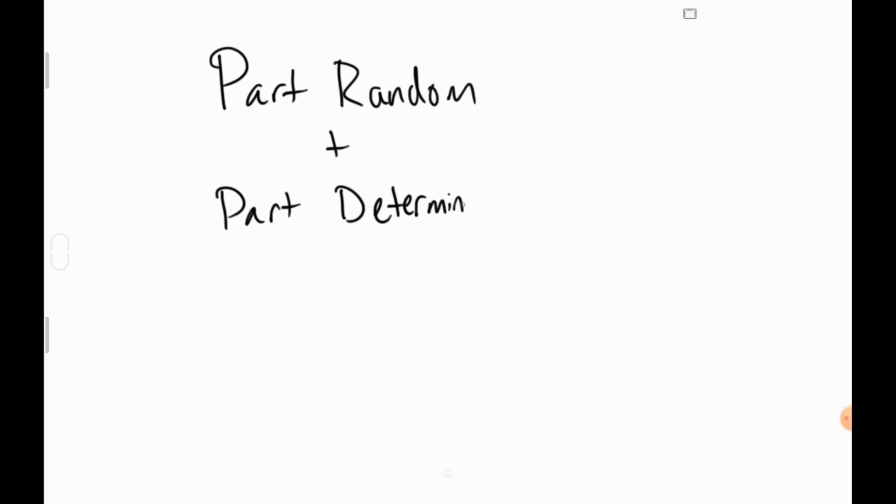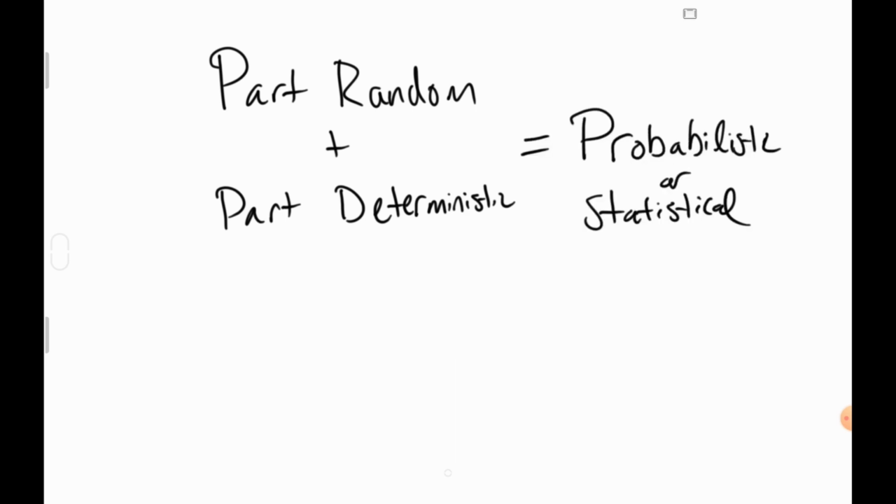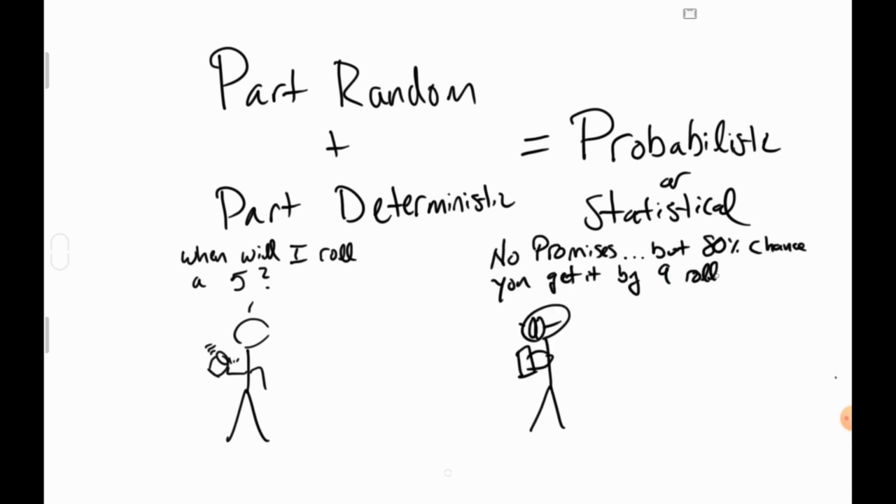In practice, events tend to be part random and part deterministic, and these are called probabilistic or statistical. These are events where you know something will happen, you just don't know when, like rolling a die until a 5 comes up. We don't know exactly when it will happen, but we can make predictions about when it is likely to happen.